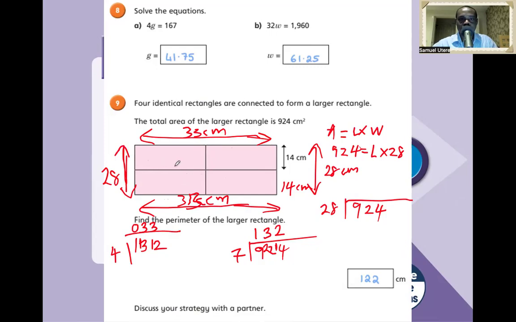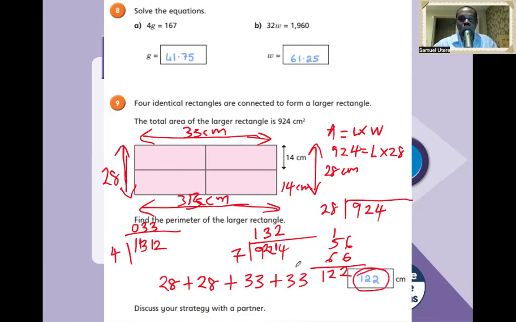So to find the perimeter, we've been asked to find the perimeter of the larger rectangle. So our answer will be 28 plus 28, which is 56, plus 33 plus 33. So this is 56 plus 66. 6 add 6 is 12. So write 2 and carry 1. 5 add 6 is 11. Plus the 1 we carried is 12. And that's why we got 122.